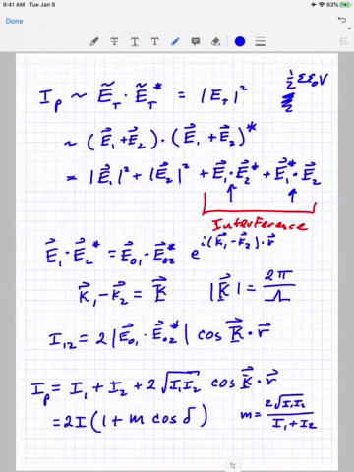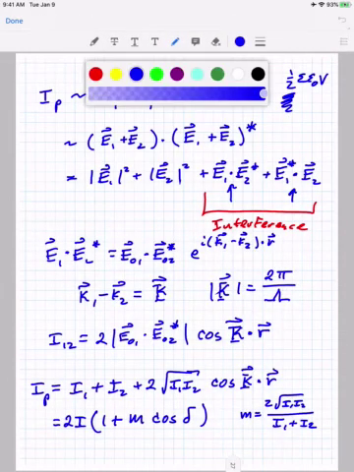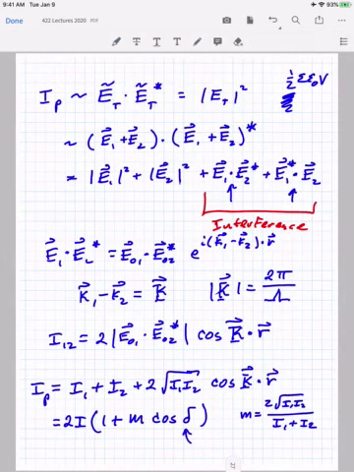And so what we finally want to get at is this phase delta. Okay, and so we have to see what that phase delta is as a function of the geometry of our experiment.